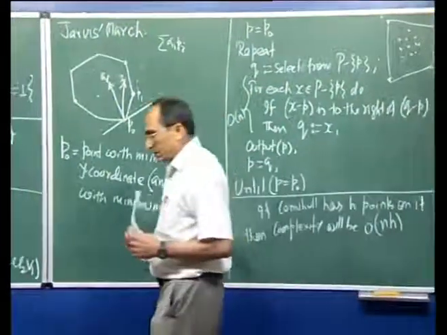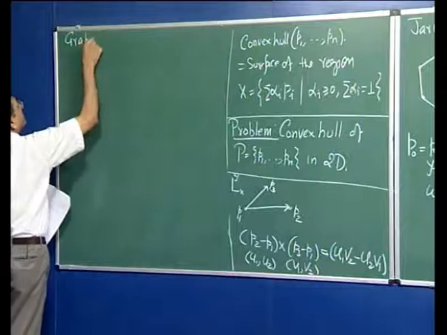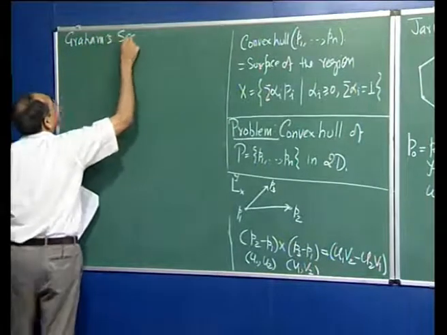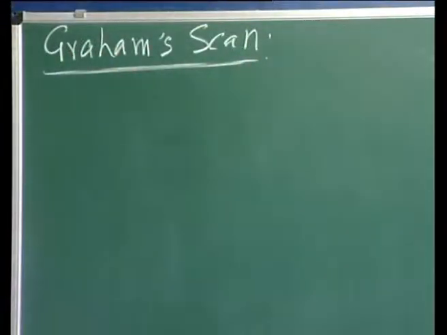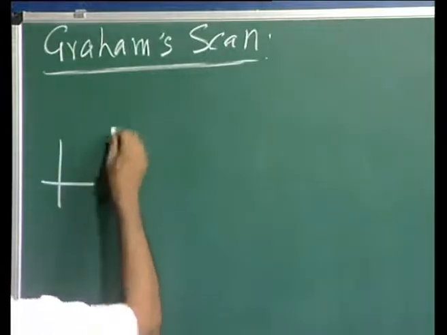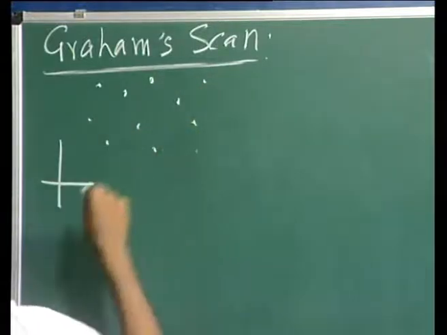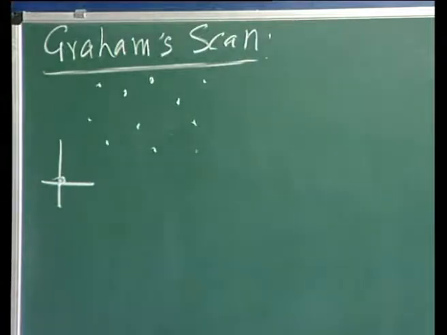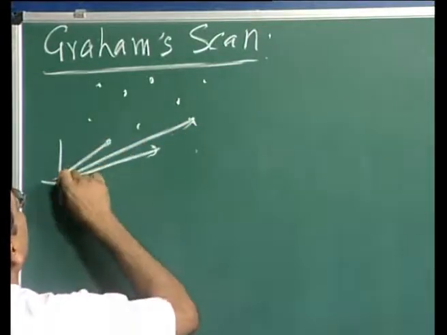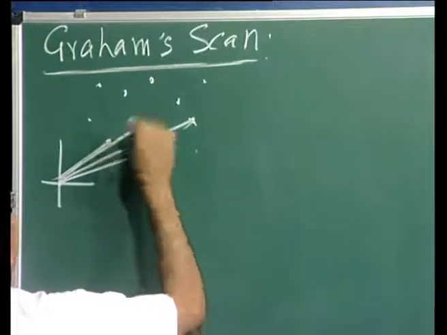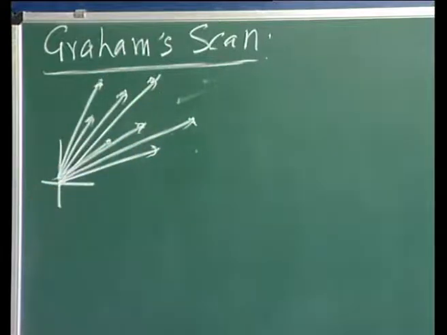Now, let us go to another algorithm, and this is known as Graham scan. In this case, without loss of generality, we will assume that all the points are in the first quadrant. Here is the origin of the coordinate system, and we have various vectors to the points.